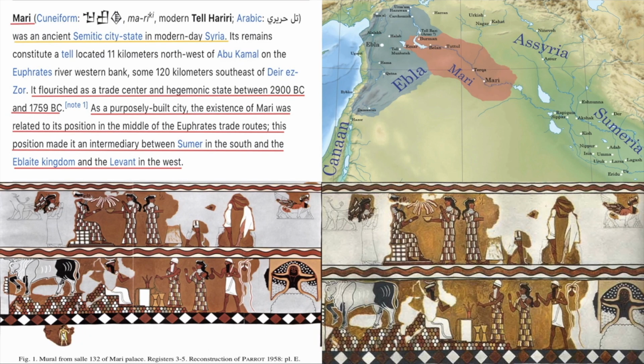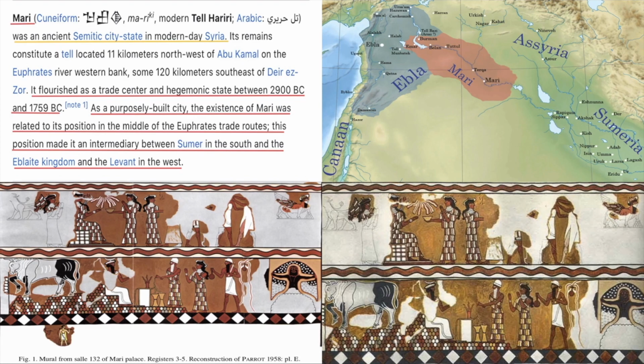So Mari was an ancient Semitic city-state in modern-day Syria. It flourished as a trade center and hegemonic state between 2900 BC and 1759 BC. As a purposely built city, the existence of Mari was related to its position in the middle of the Euphrates River trade routes. This position made it an intermediary between Sumer in the south and the Eblaite kingdom in the Levant in the west. And so there is where Mari was, as you can see on the map.